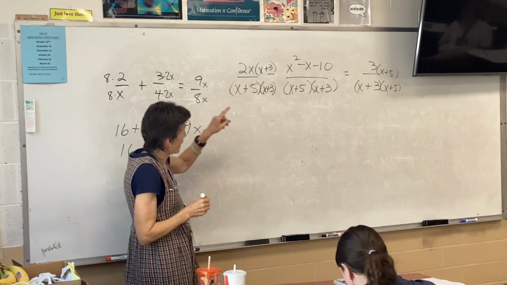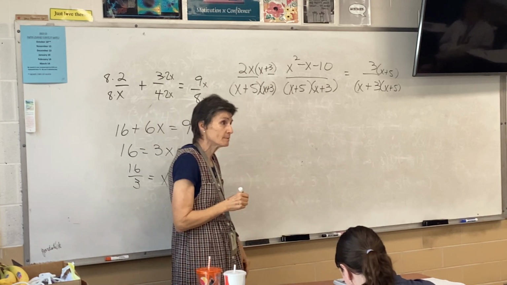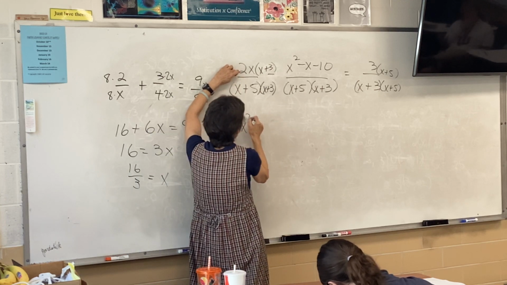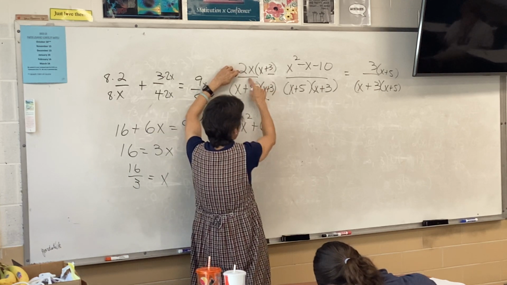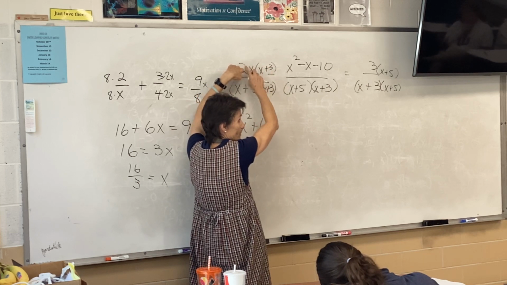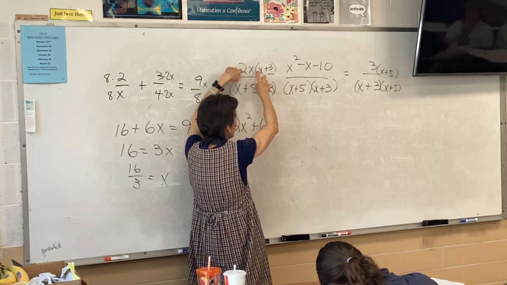Now, look at your denominators. Do they all match now? Life is good. So 2x squared plus 6x, that's what I have right here. Would everyone agree with that? Guys, paying attention? Is that what I have?